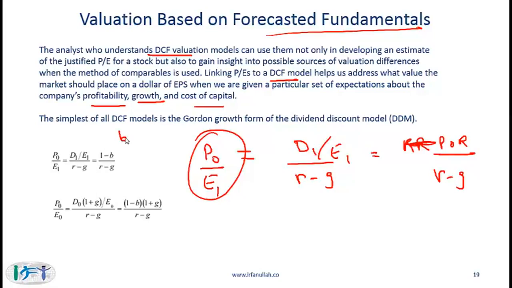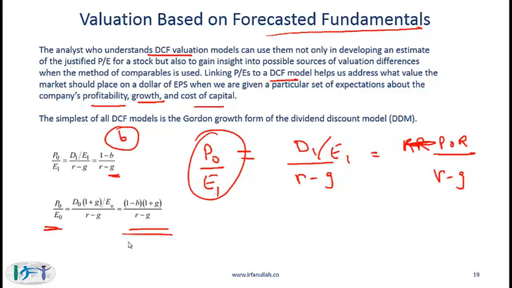And if B is the retention ratio, then instead of payout ratio, you can write 1 minus B, which is what's given over here. So notice that here the PE is based on the fundamentals of the company. It's based on 1 minus B, which is the payout ratio. R depends on the riskiness of the company, and G depends on the growth rate. So based on fundamentals.